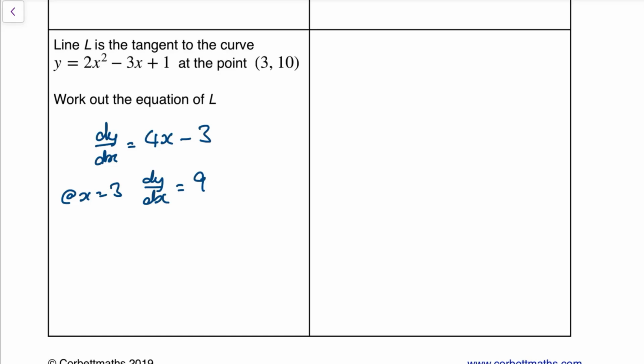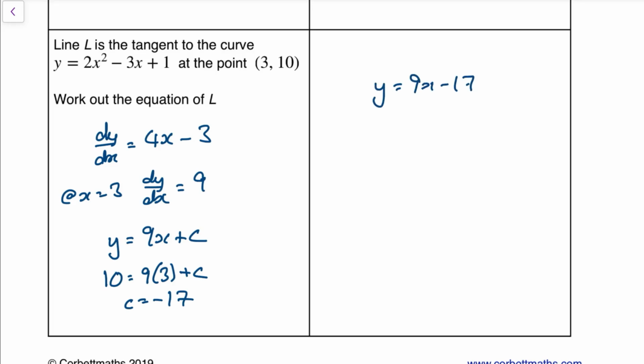I want tangent, so it's the same gradient. So I'm going to use y equals mx plus c this time, just to be different. So y equals 9x plus c. Use the point 3, 10. So 10 is equal to 9 times 3, which is 27, plus c. In other words, c is going to be 10 minus 27, which is minus 17. Put all that together, clear answer, 9x minus 17.